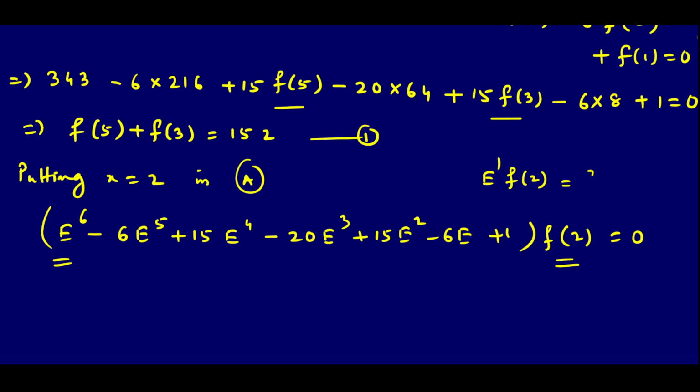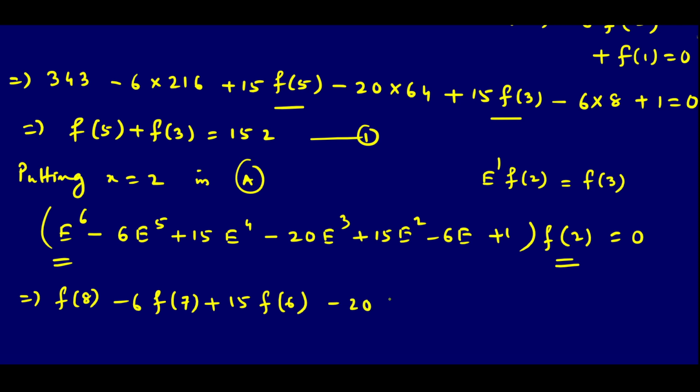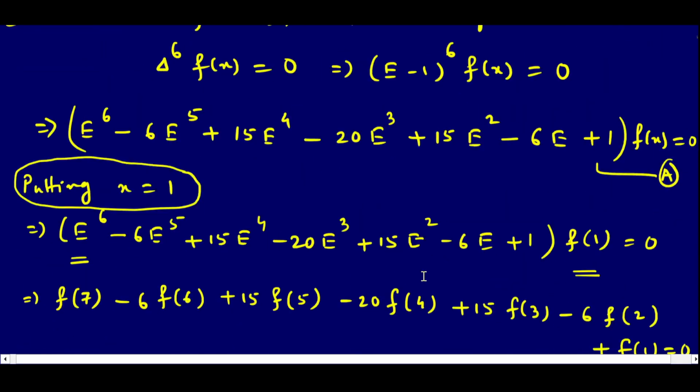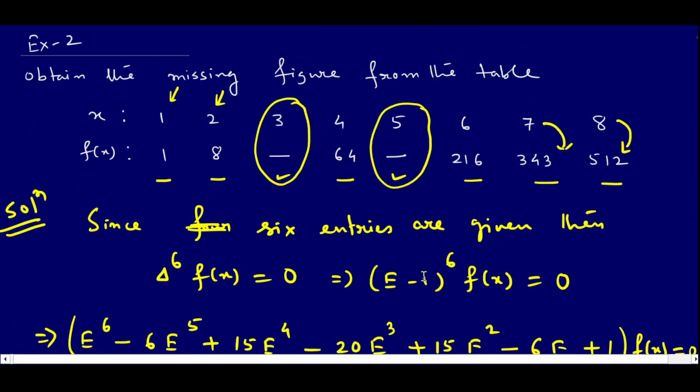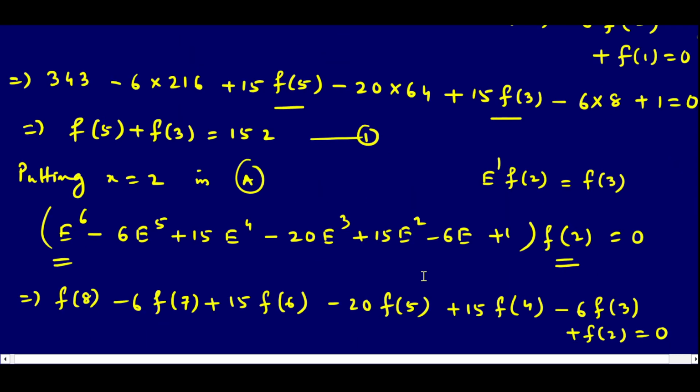Since the power is 1, 1 plus 2 becomes 3. In exactly the same way, here the power is E to the power 6, so 6 plus 2 is f of 8. Then 5 plus 2, f of 7. Then f of 6, f of 5, 15 f of 4, minus 6 f of 3, and then f of 2 equals how much? 0. Now f of 8 is 512. Put all the values one by one.